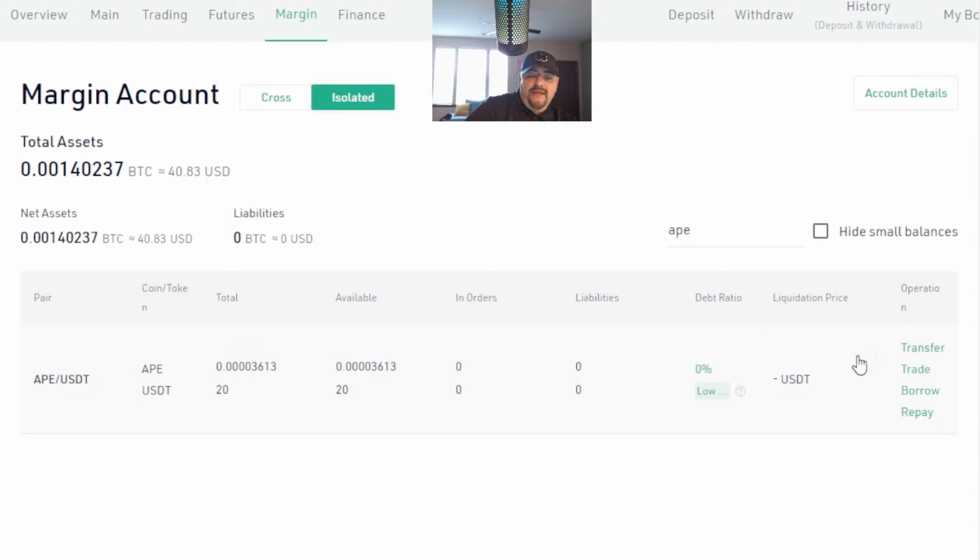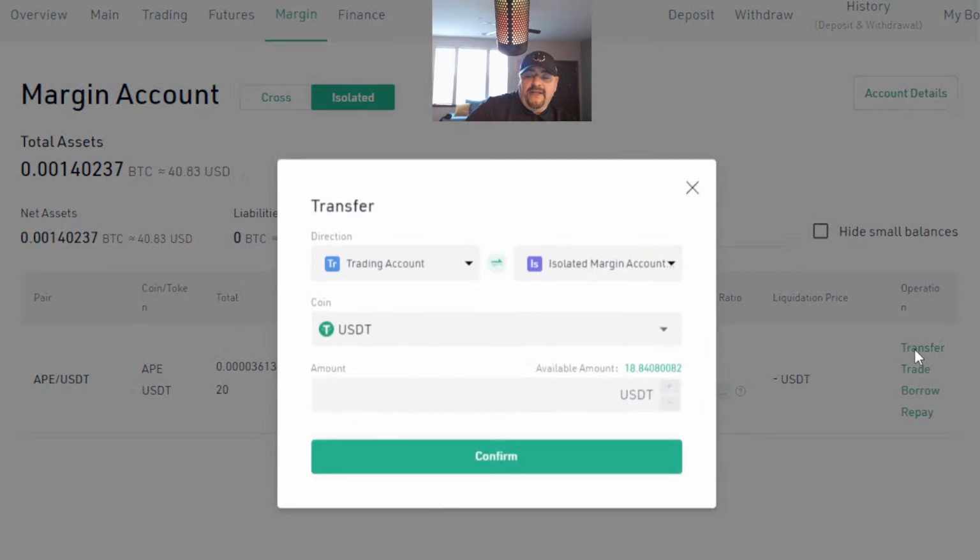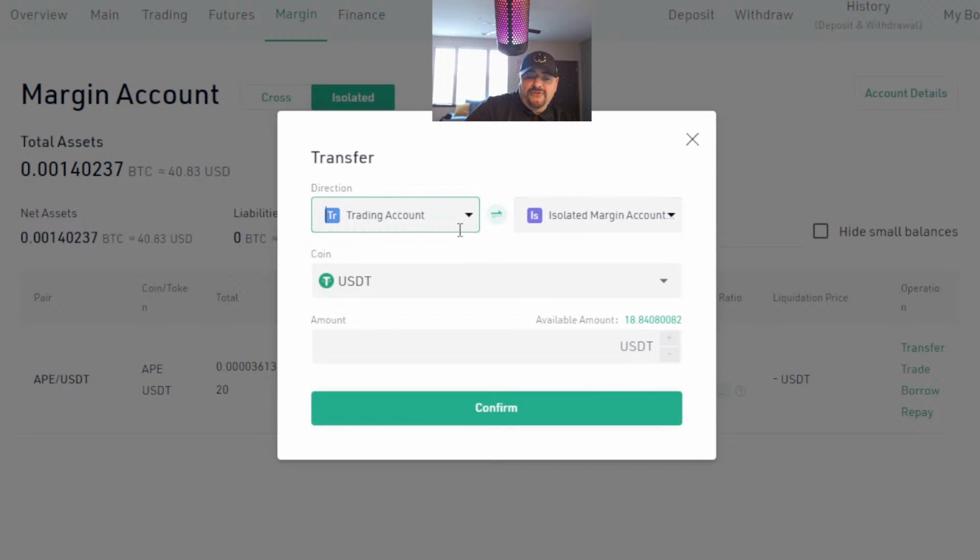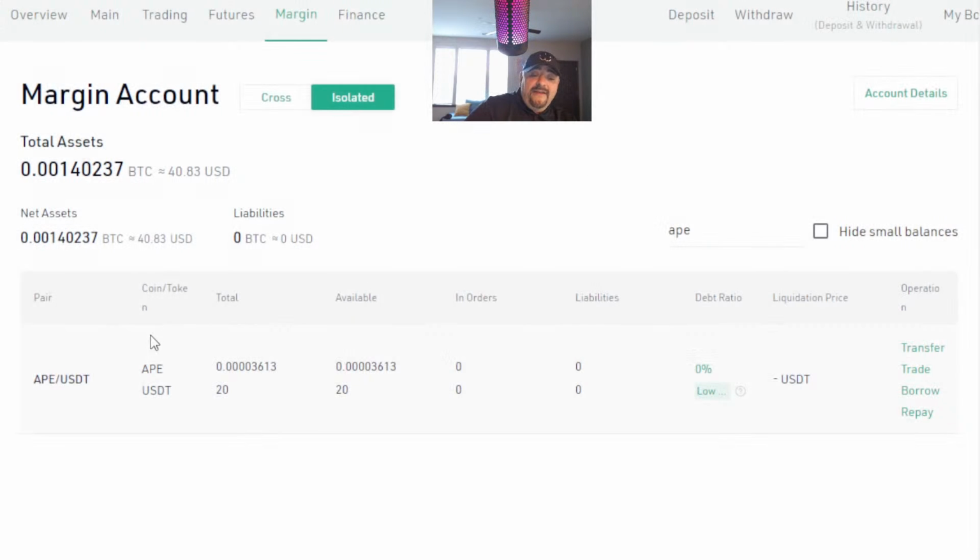And all you have to do to get money into Ape, you just pick the coin you want, hit transfer. It comes from your trading account, obviously here, or your main account, or wherever you have the money. So main account or trading account, and you can transfer right to your margin account into your ApeCoin. And then it's going to pop up here in your total. So right now I have $20.